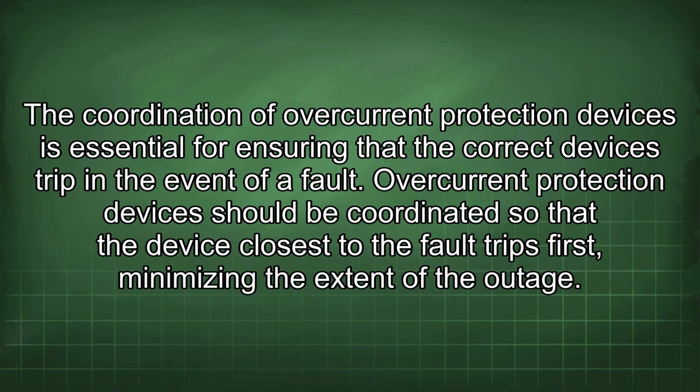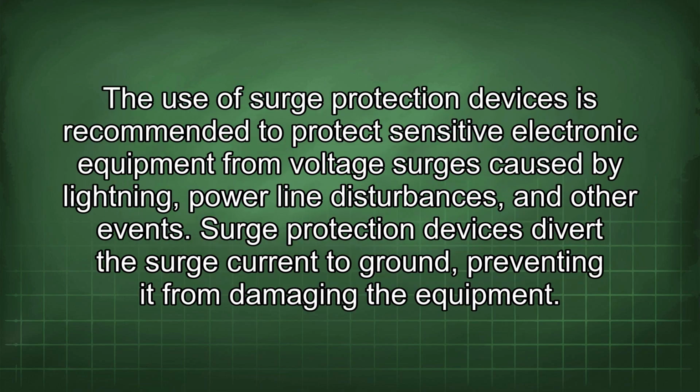The coordination of overcurrent protection devices is essential for ensuring that the correct devices trip in the event of a fault. Overcurrent protection devices should be coordinated so that the device closest to the fault trips first, minimizing the extent of the outage. The use of surge protection devices is recommended to protect sensitive electronic equipment from voltage surges caused by lightning, power line disturbances, and other events. Surge protection devices divert the surge current to ground, preventing it from damaging the equipment.